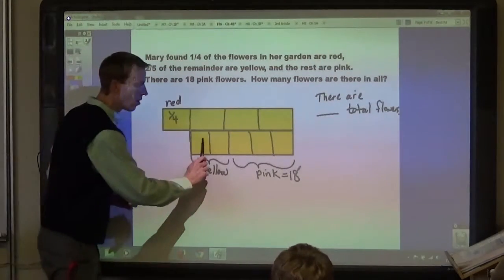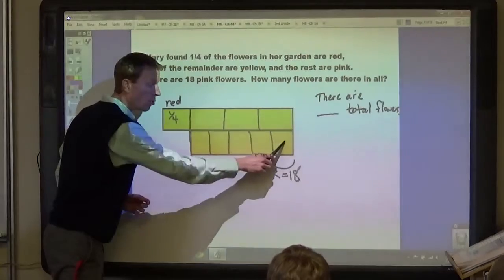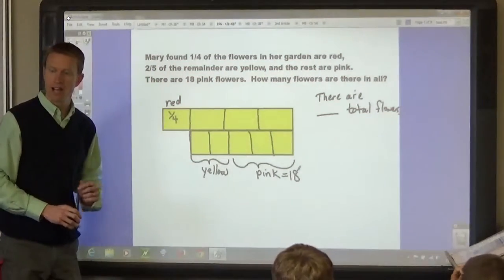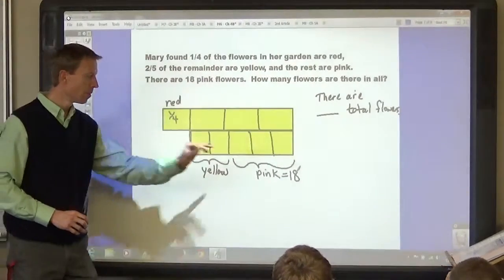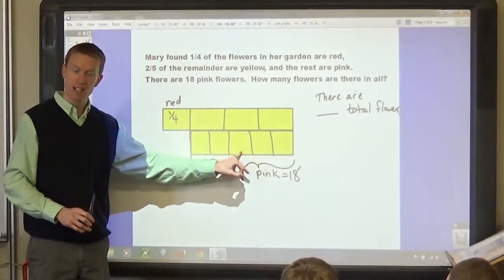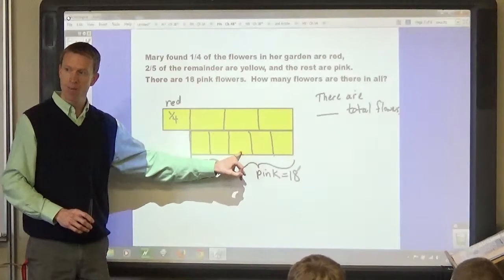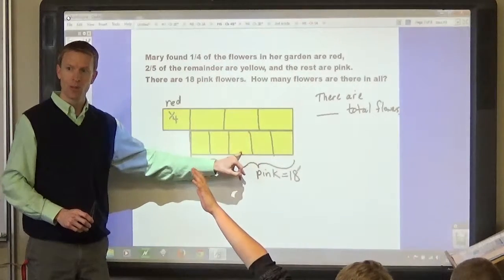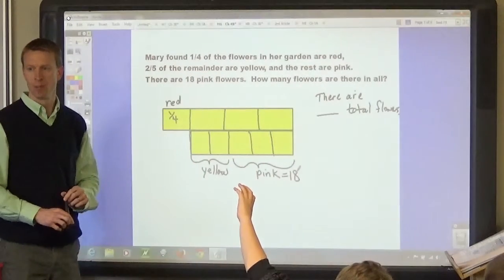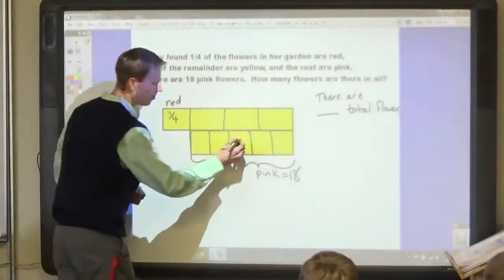Now, since these are in fifths, are they all equal amounts? Are each of these pieces equal? And if these 3/5 are pink, and there are 18 of them, how many would be in each box? Merlin? 6.